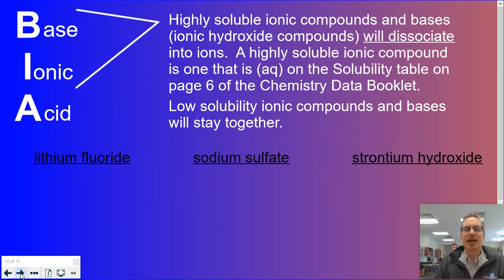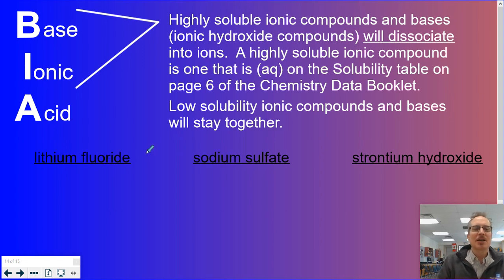Now, for bases and ionic, we look at these together. For acids, we check the acid chart. For bases and ionic, we are going to check the solubility chart located on page 6 of your data booklet. So this is how it works. If something has high solubility, it wants to dissociate into ions. So if it's highly soluble, it'll break into ions. If it's got low solubility, it wants to stay together. And you know this already because when it has low solubility, you always write it as a solid.